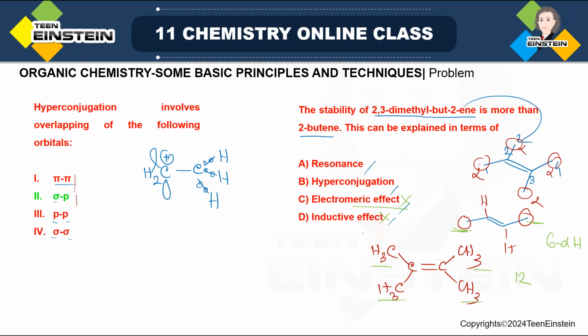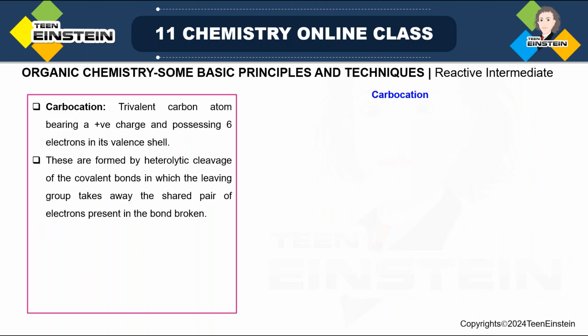And resonance is possible when there is at least 1 double bond with another double bond, or with a lone pair or negative charge. That also we don't have. The only option left is hyperconjugation. So the driving force here, why it is more stable, the actual reason is hyperconjugation.